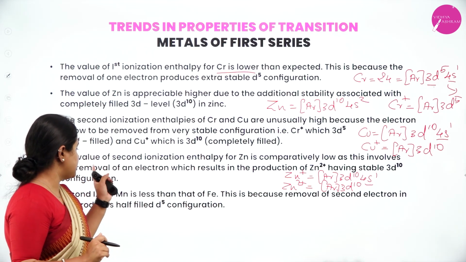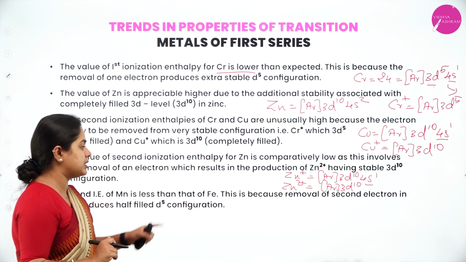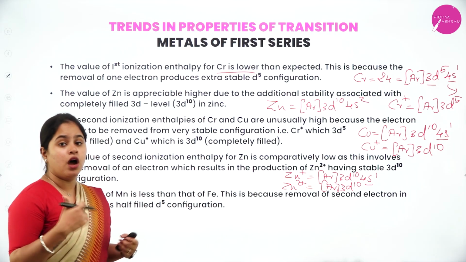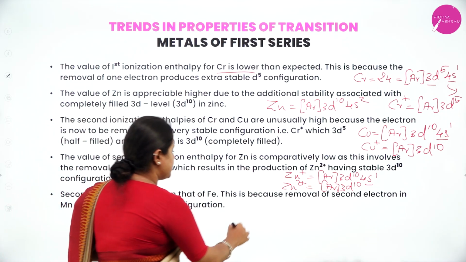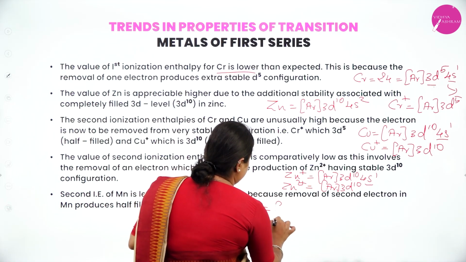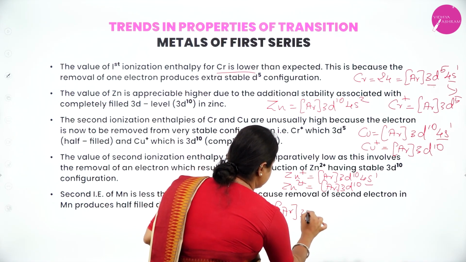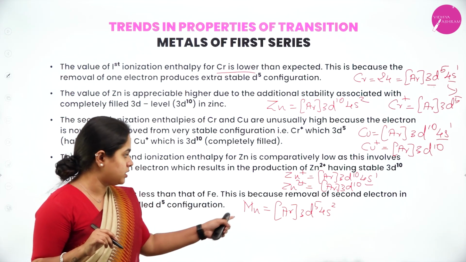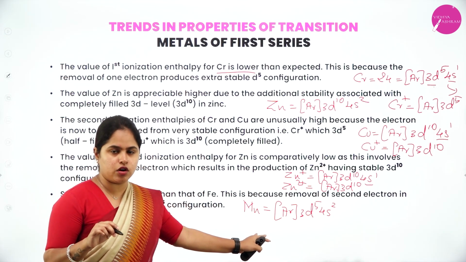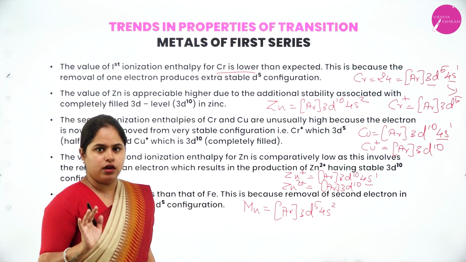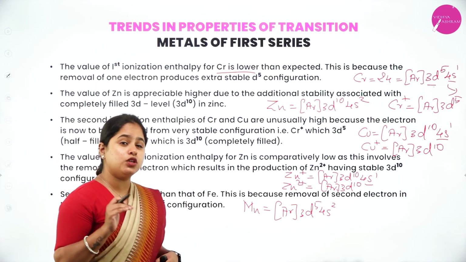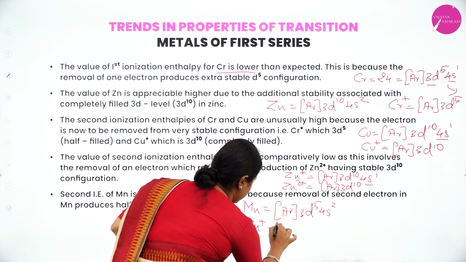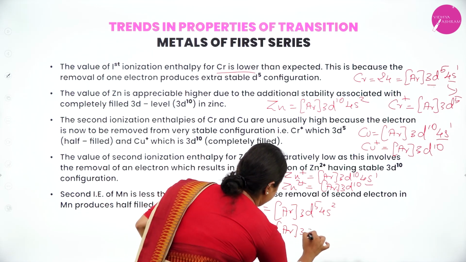Okay. Now the last one, the second ionization enthalpy of manganese is less than that of iron. This is because removal of second electron in manganese produces half-filled d5 configuration. So let's take the electronic configuration of manganese. It is 3d5 4s2. Okay, so first ionization enthalpy means from, this is also a stable electronic configuration, right? It is a half-filled orbital. So what happens? It is difficult to remove the first electron from here. That is Mn plus. It is in argon 3d5 4s1.